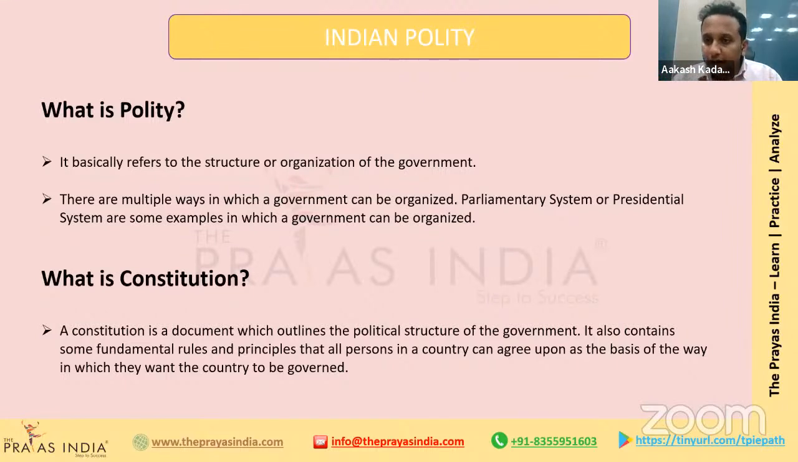So the matter of fact is, since ancient times, wherever there were kingdoms, all those kingdoms were ruled through a particular set of rules. And for that particular point of time in history, those set of rules were their constitution.